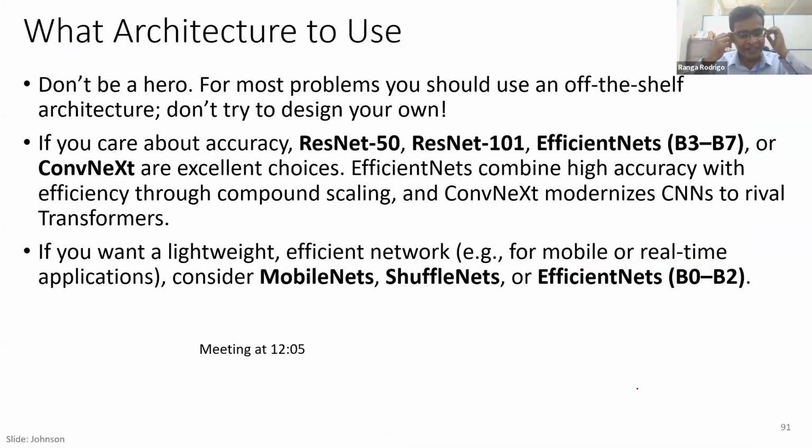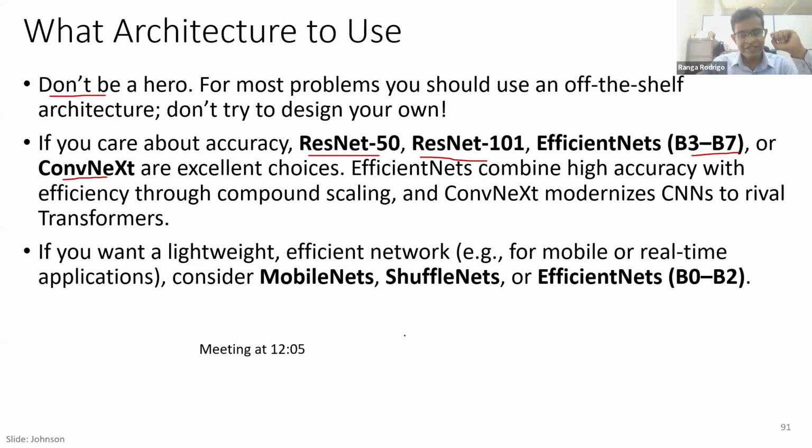If you think about what architecture to choose, we studied a lot about convolutional neural networks. If you ask what architecture should I use, we should not try to be a hero. This is advice from Justin Johnson. For most problems, we should use an off-the-shelf architecture and not try to design our own. If we care about accuracy, we can use ResNet 50, ResNet 101, EfficientNets B3 to B7, or ConvNeXt. They are excellent choices. EfficientNets combine high accuracy with efficiency through compound scaling, and ConvNeXt modifies the CNN to rival the Swin Transformer.